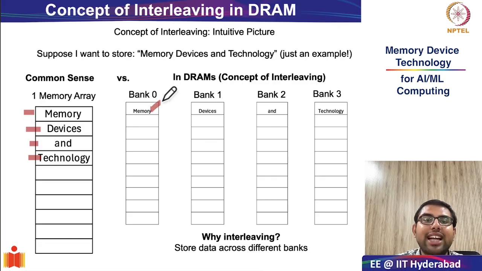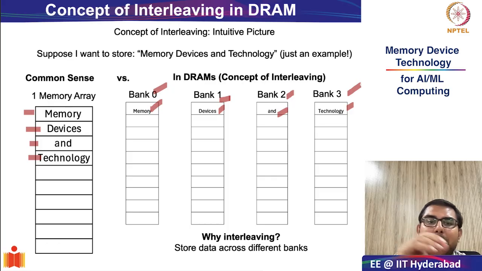So memory gets stored in bank 0, devices get stored in bank 1, and gets stored in bank 2, and technology gets stored in bank 3. Just remember, these are just examples. So memory, devices and technology not just get stored in the same array. It does not even get stored in the same bank. It gets stored in different banks. And this is the very interesting concept of interleaving.